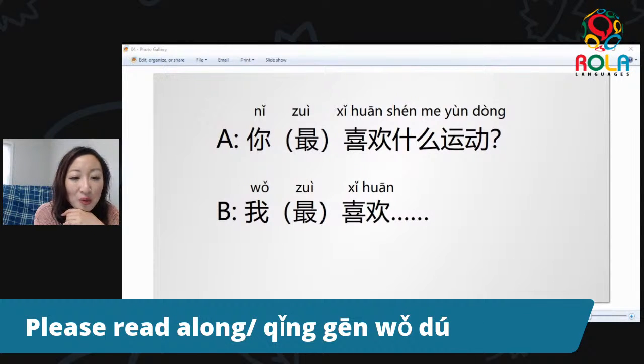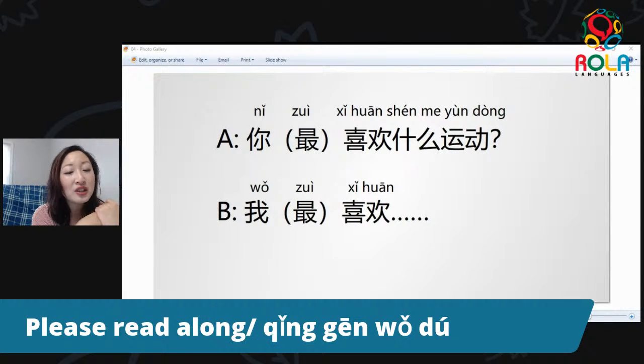I think we've gone over this pattern once and again, so I'm not going to break it down again. 你喜欢什么运动? What kind of sports do you like? If you want to ask what kind of sports you like the best, you have to throw in the adverb 最. And the 最, of course, as an adverb, goes in front of the verb. So if you want to ask what kind of sport you like the best, you can say 你最喜欢什么运动?